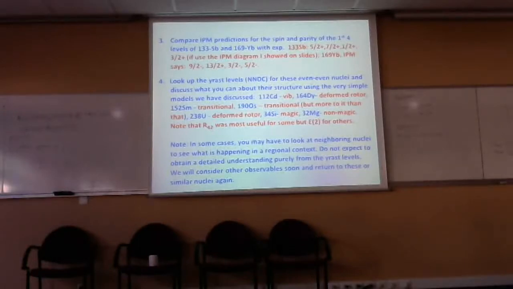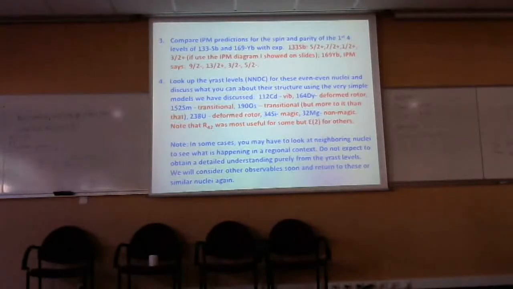190 osmium I put in here. This, again, is kind of a trick question. It has an R42 value of, 2.87? I can't remember. Anyway, and you said it was transitional. You will see today that there's more to it than that, and you have to look at non-yrast levels to see that. 238 uranium was simple.